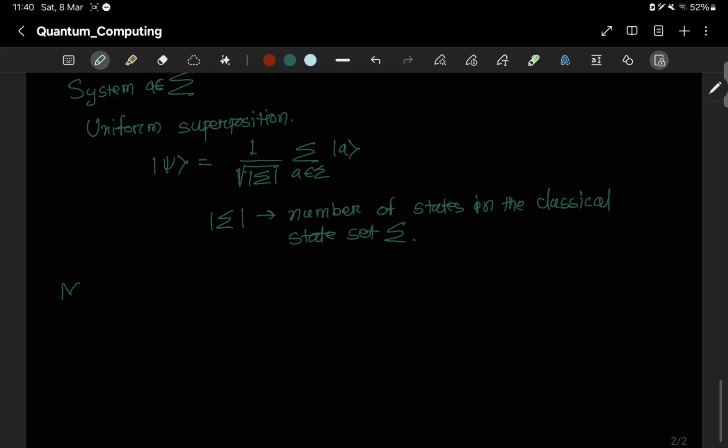Okay, now let's go and discuss measuring. So we measure a quantum system with some basis. So let's discuss the measurement based on standard basis measurement.